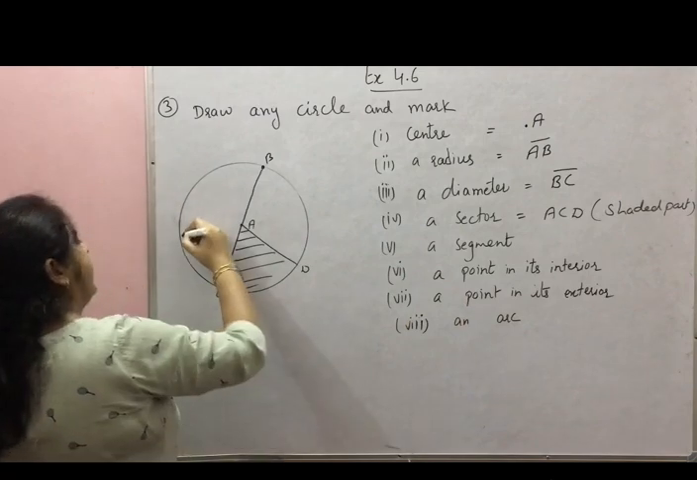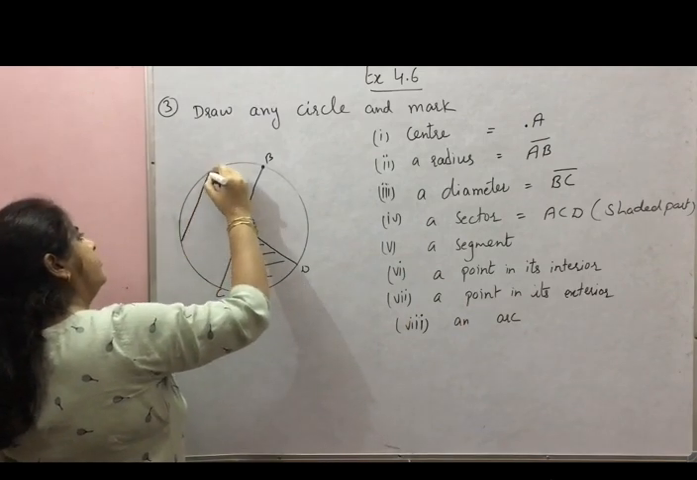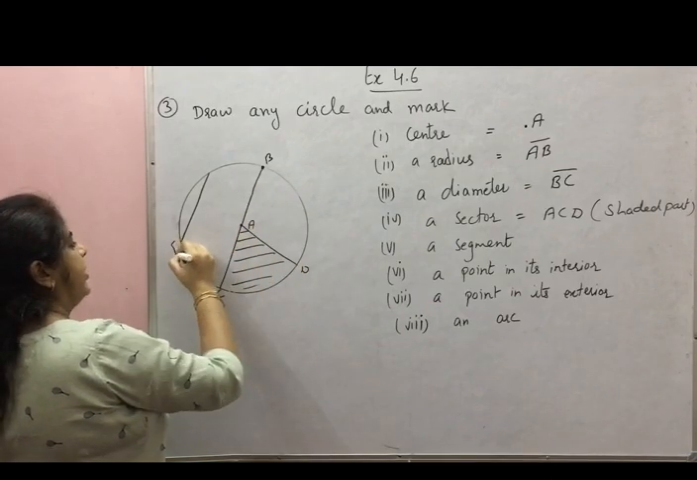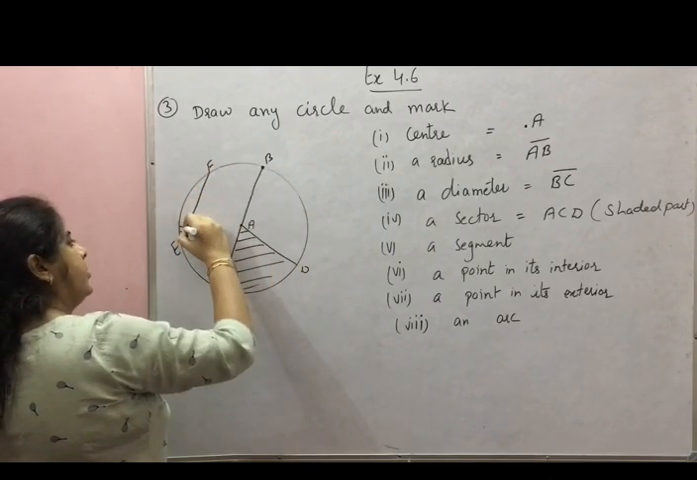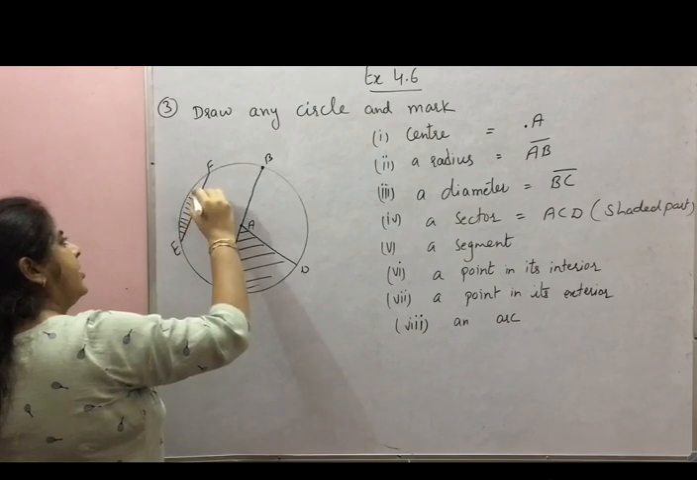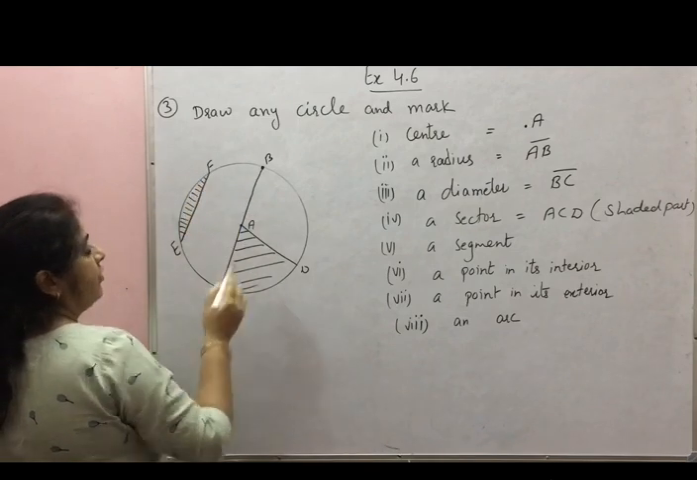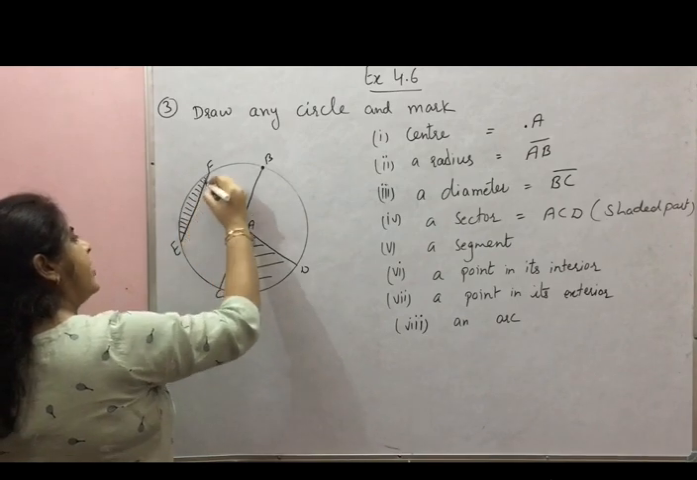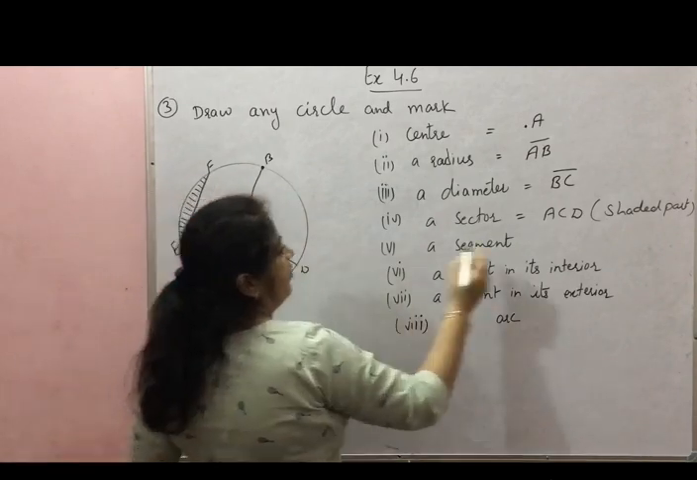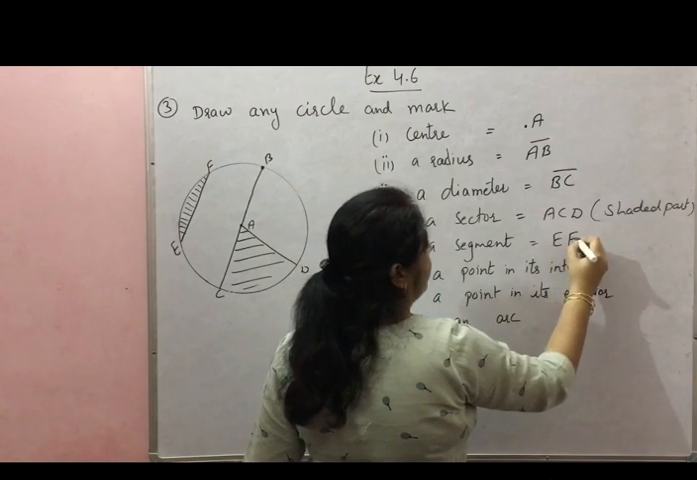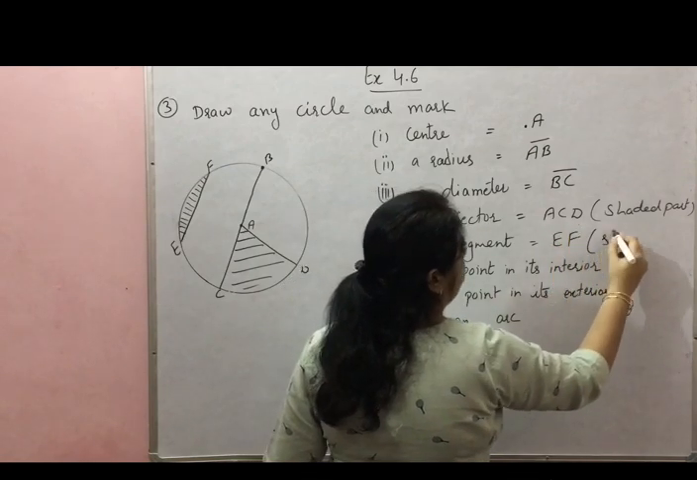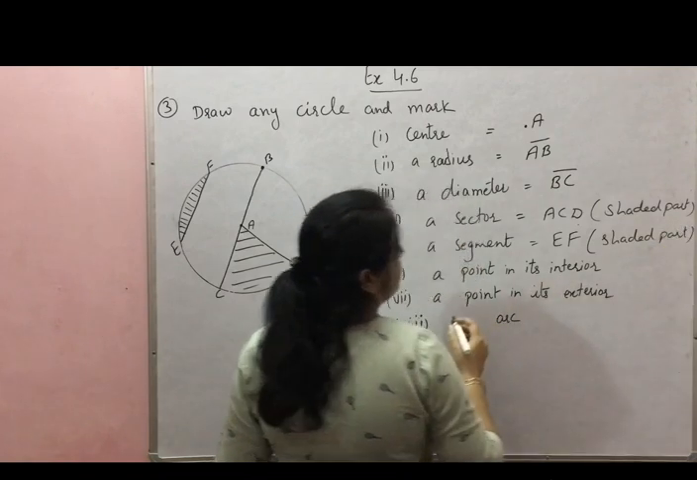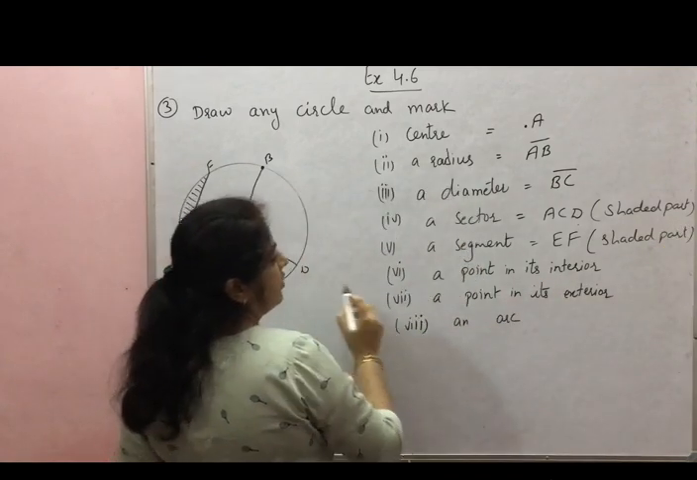Segment: take any chord and name it. We have written A, B, C, D. We can take E, F. So a segment is a portion of the interior part enclosed by the arc and the chord. So EF: don't mark any side above this, write only shaded part. So this is called the segment of the circle.